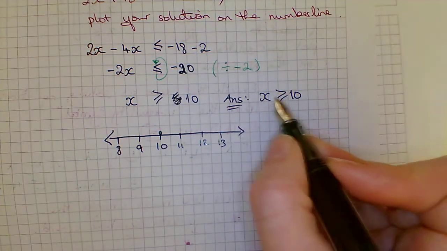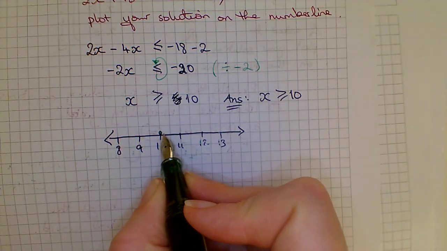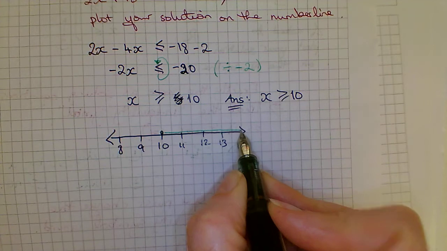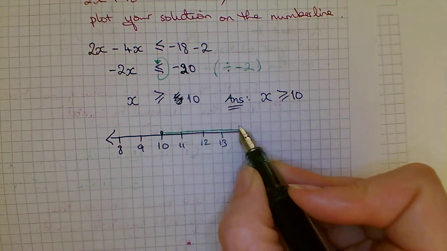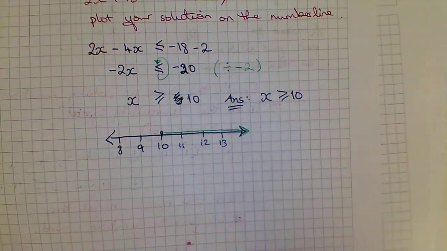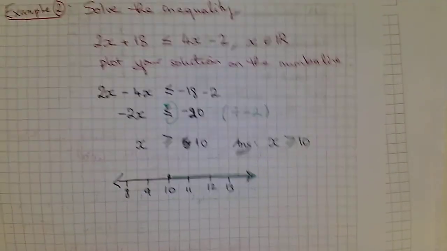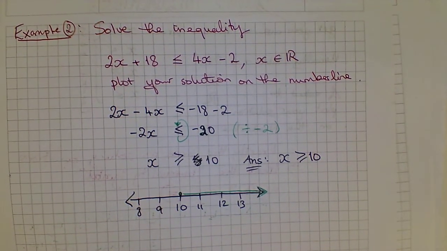And I'm going this way. The inequality tells me which way to go. Numbers bigger than 10. I'm colouring in the line. And I colour in the arrow as well to indicate that I keep on going forever in that direction. So that's the second example.